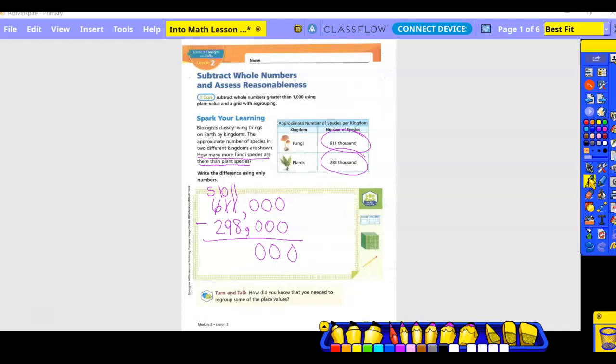So 11 minus 8 is what? 3. 10 minus 9 is 1. 5 minus 2 is 3. So my answer is 313,000 species, right?